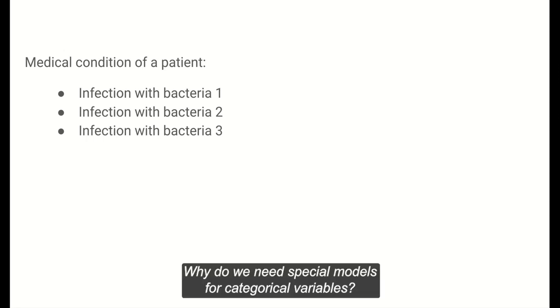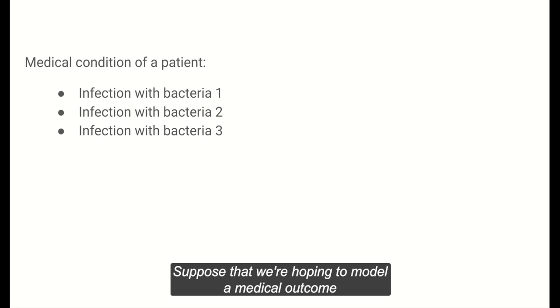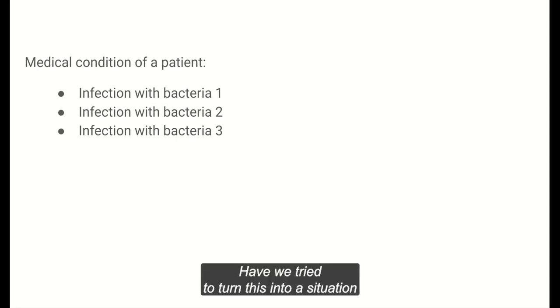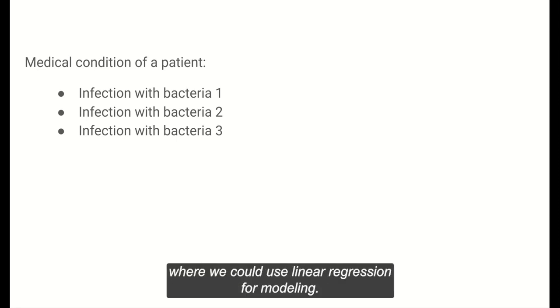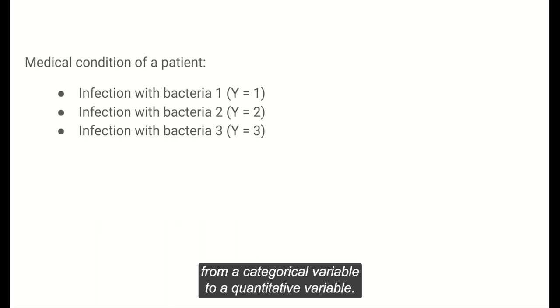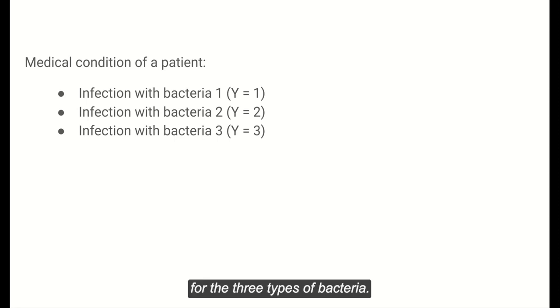Why do we need special models for categorical variables? Suppose that we're hoping to model a medical outcome that has three possibilities: infection with bacteria type 1, 2, or 3. What if we tried to turn this into a situation where we could use linear regression for modeling? We need to turn medical condition from a categorical variable to a quantitative variable. Let's say that we did this by assigning the numbers 1 to 3 for the three types of bacteria.